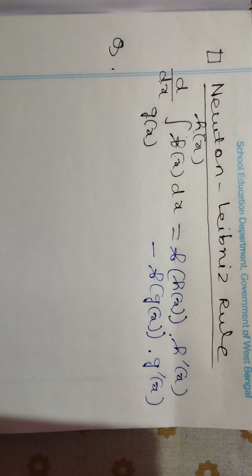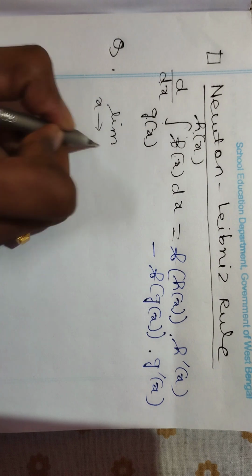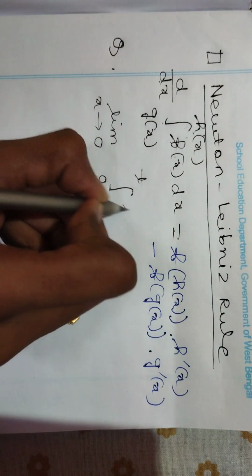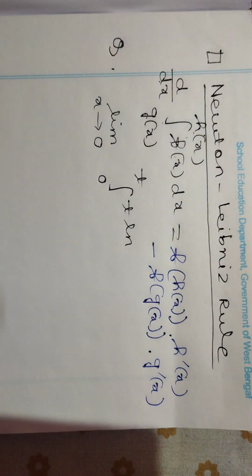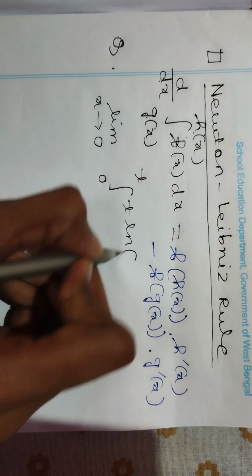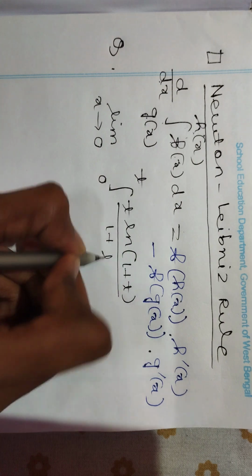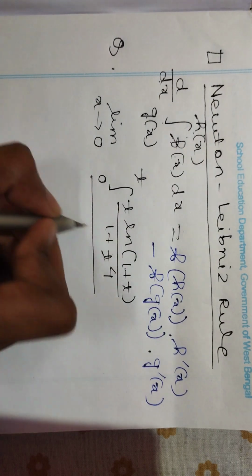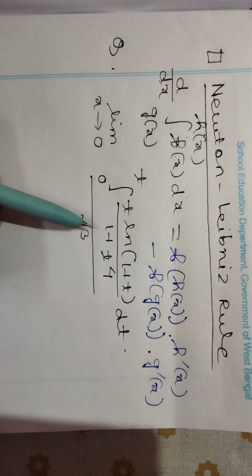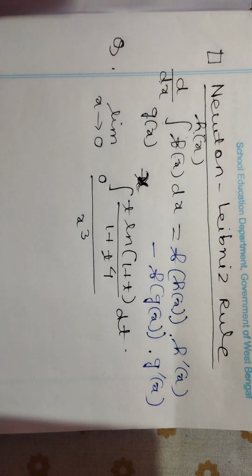So the example problem is like this: limit x tending to 0, the integral from 0 to x of t ln(1 plus t) divided by (1 plus t) raised to power 4, dt, all divided by x cube. Here ln is the natural log whose base is e, 2.718281828. So it is in the 0 by 0 form; the upper limit is x, which is a function of x.